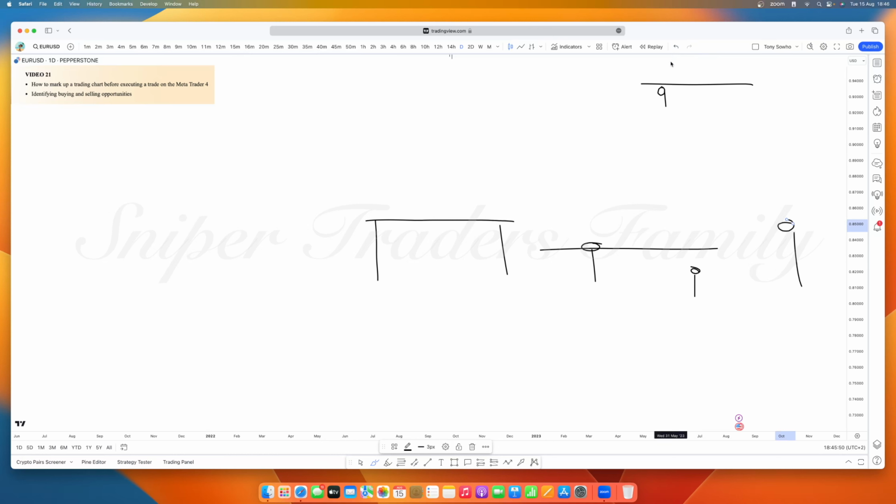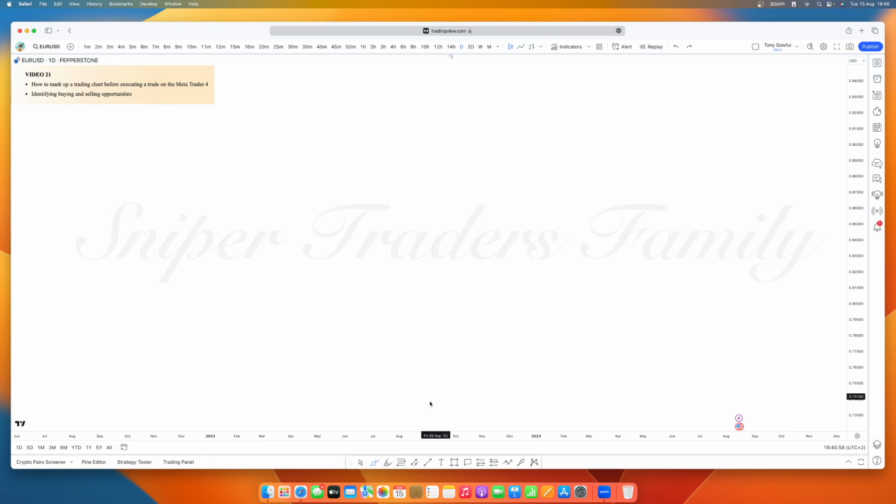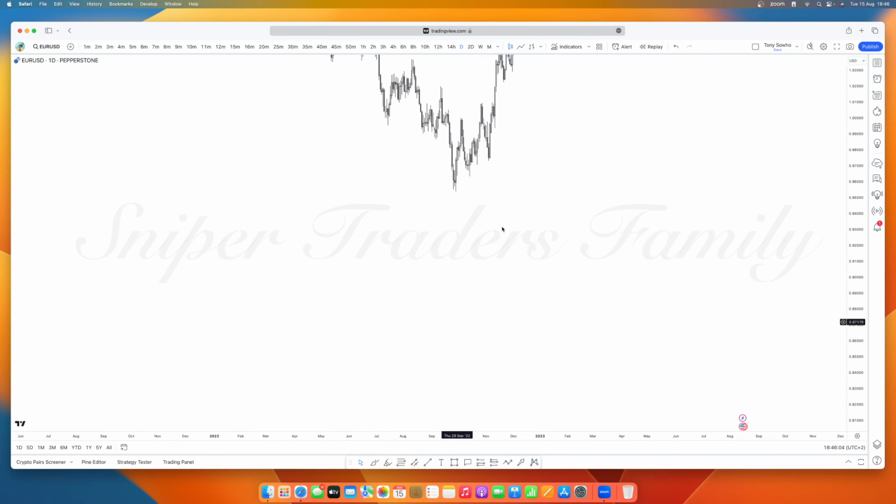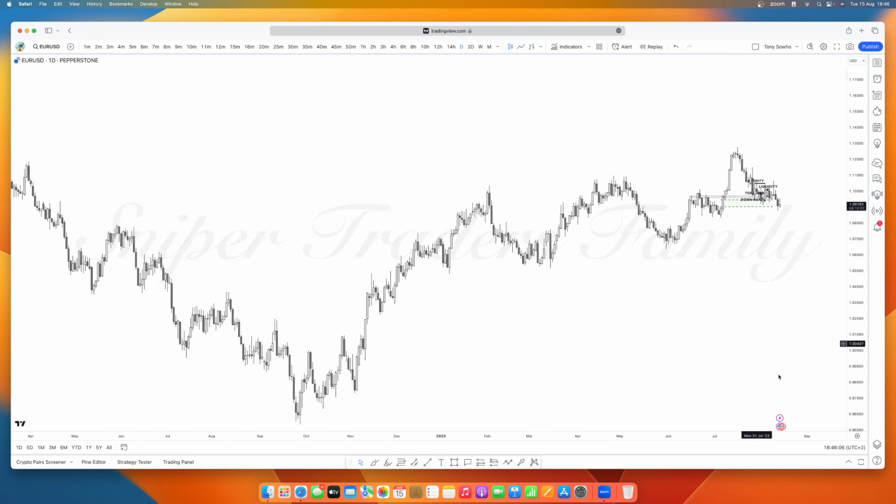And then how do I mark up a trading chart before executing a trade on MetaTrader 4? I'm going to give you an example now. I'm just going to use one example. I have one of the trades I've played in the past, to make this quite fast.